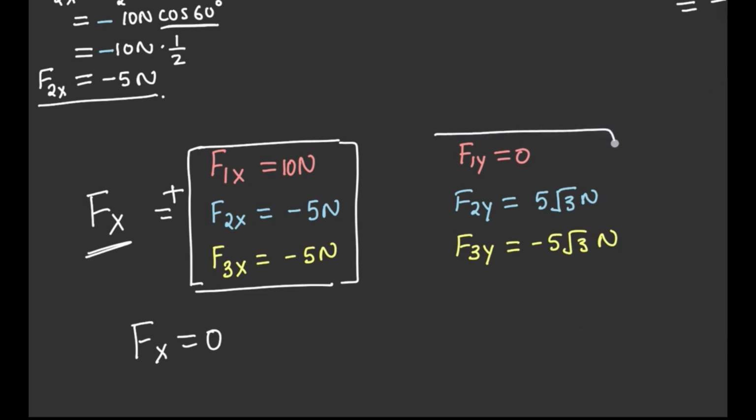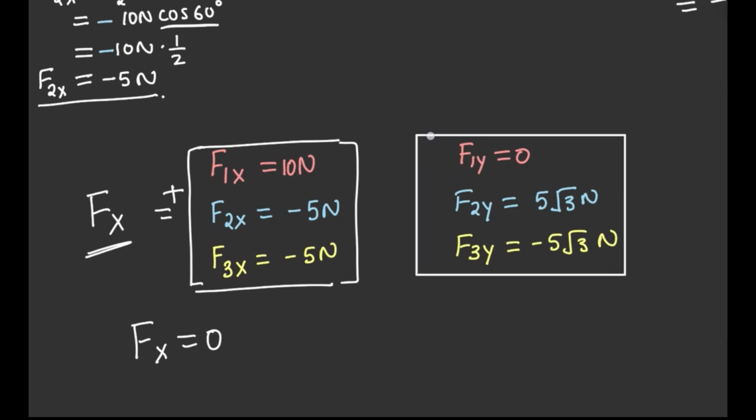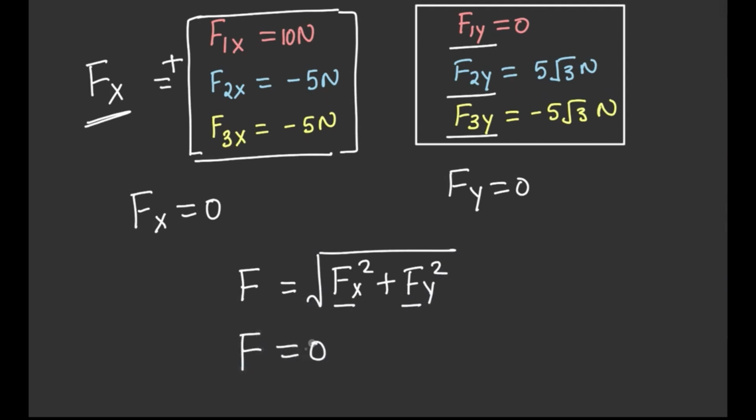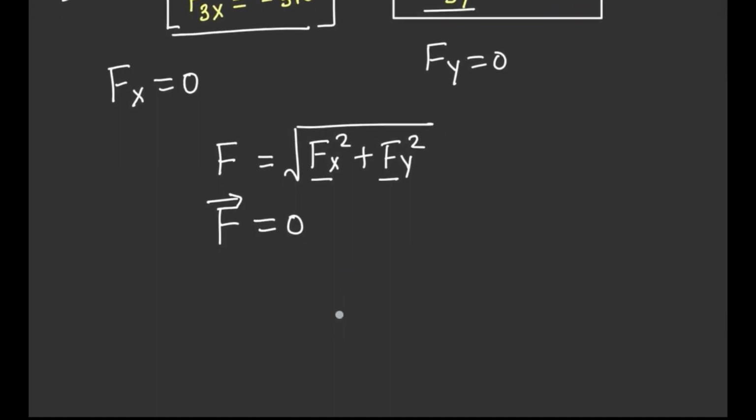And similarly, we have to add these y components together to get Fy. Fy is the y component of the final resultant force. And once again, you will see that Fy is equal to 0 when you add F1y plus F2y plus F3y. Now to get the value of the final resultant force, we would use the Pythagorean theorem using Fx and Fy. But since Fx and Fy are both equal to 0, F is equal to 0. So the final resultant force of these three vectors is equal to 0.